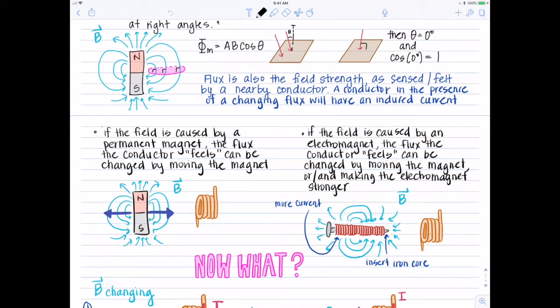Okay, so we've discussed flux, what it is. We've discussed flux in the sense of how to change it and what a changing flux might look like in an image or picture. But now what do we do with that information? So remember the parameters that we spoke about earlier. We said that if the flux is changing and there is a conductor nearby, then there will be an induced current in that conductor.